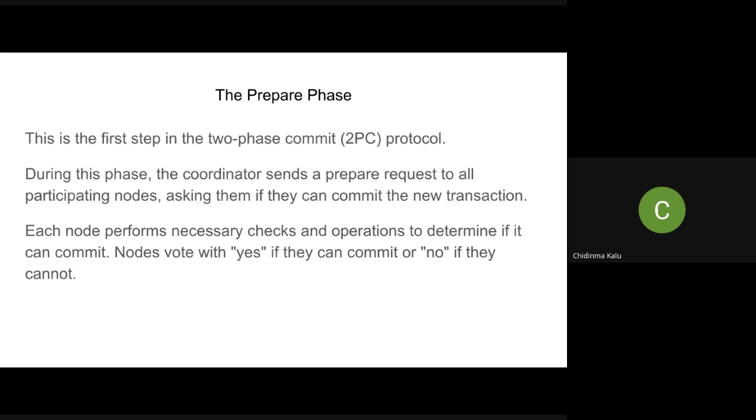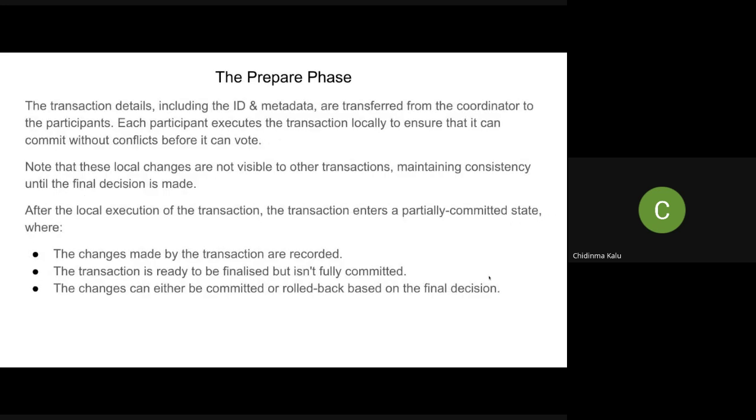They do it locally, but they do not commit yet, right? And if everything is fine on their end, they vote yes if they can commit, or no if they cannot. Yeah, and this is because remember I said earlier that the transaction details and some other metadata are sent to the participants. Each participant executes the transaction locally. It can commit without conflict before it can vote.